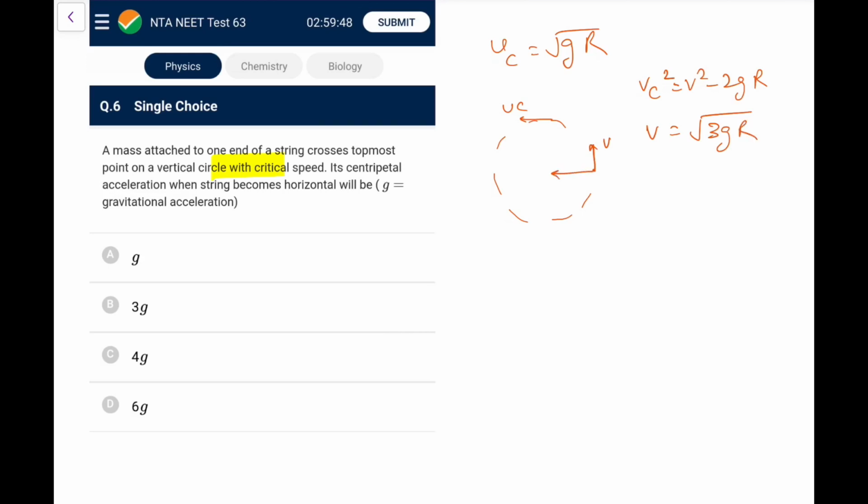So the tension is the centripetal force providing element only. So T would be equal to mv square by r, that is m into 3gr by r. This r and r go, this becomes 3mg. So the centripetal acceleration would be 3g. You can go for option B.